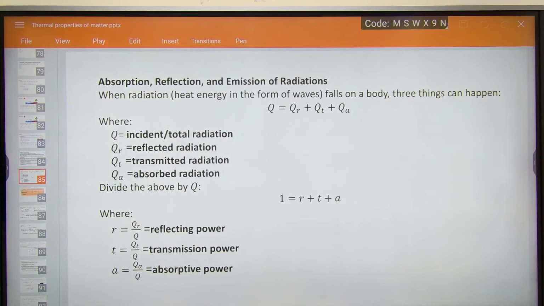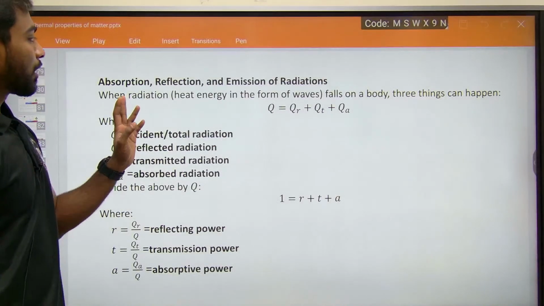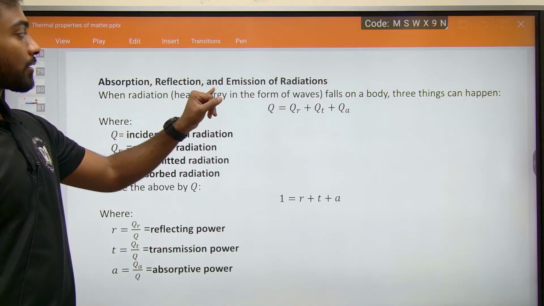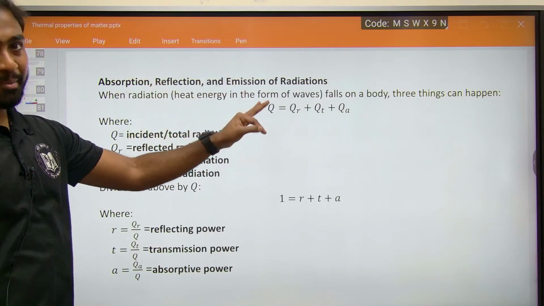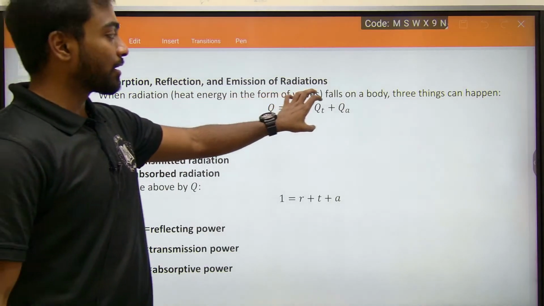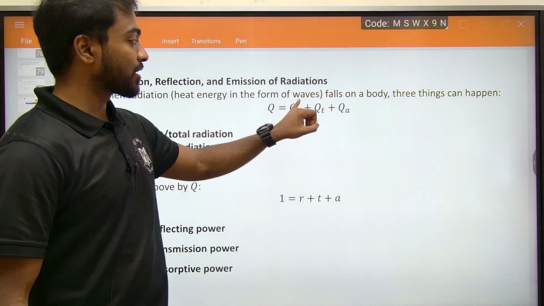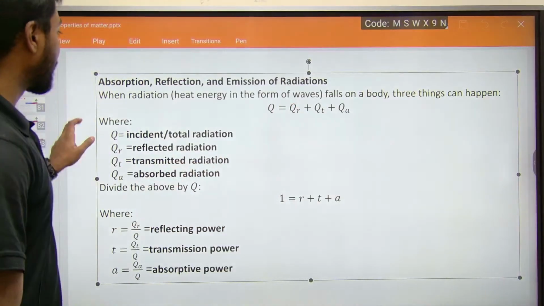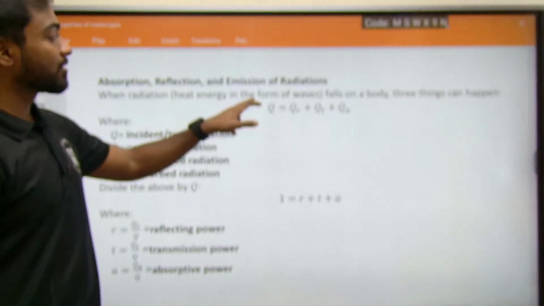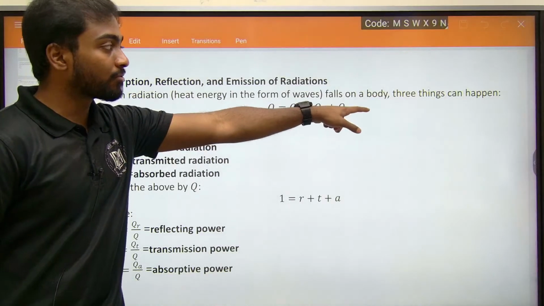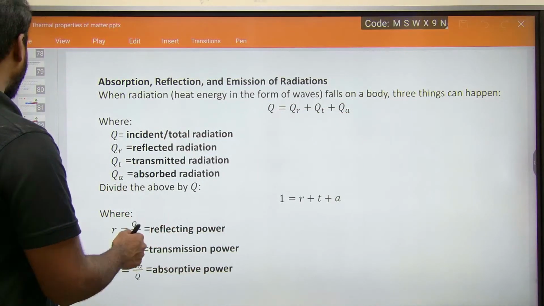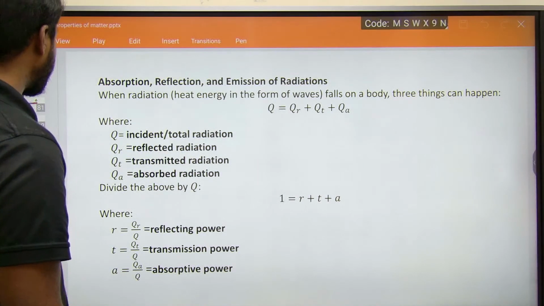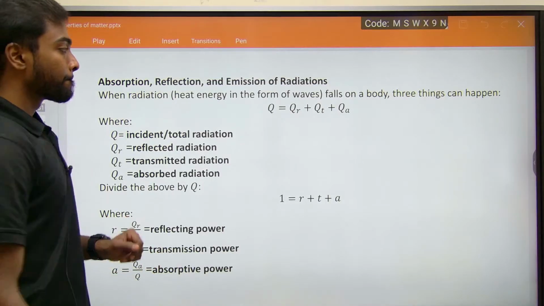So when we talk about a body, there is absorption, reflection, and emission. The sum of reflection, absorption, and radiation gives the total heat. When radiation, which is heat energy in the form of a wave, falls on a body, three things can happen: absorption, reflection, and emission.